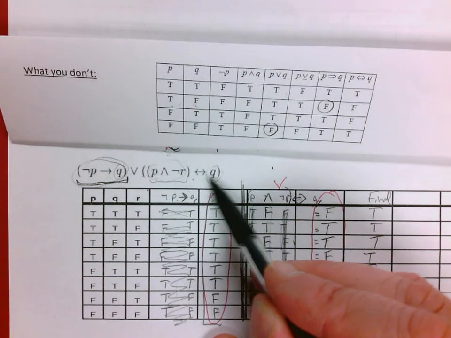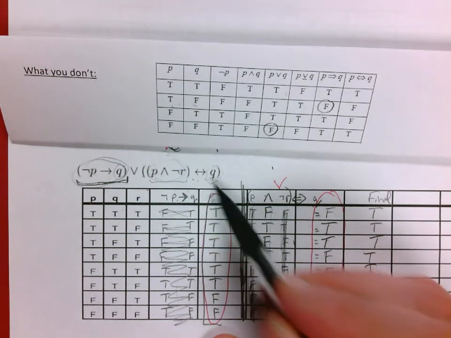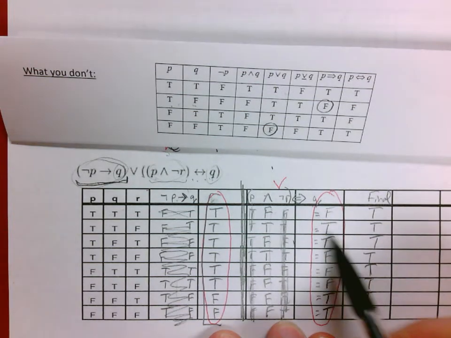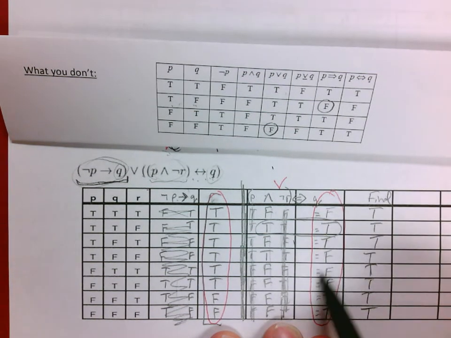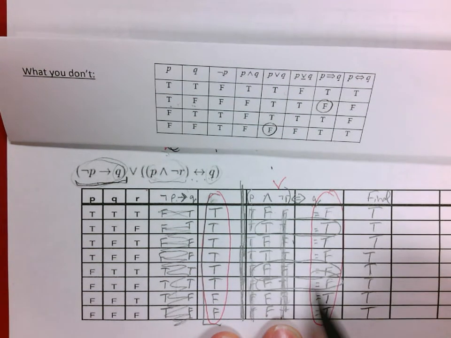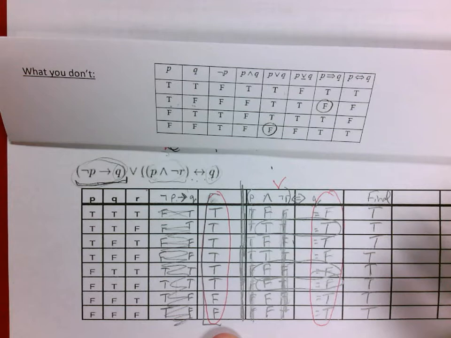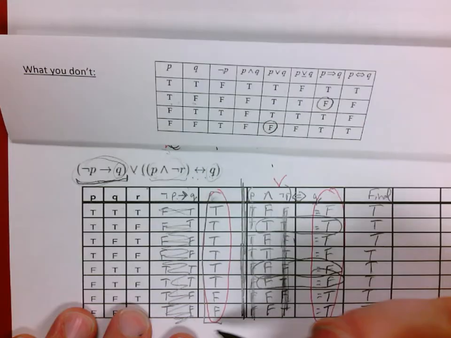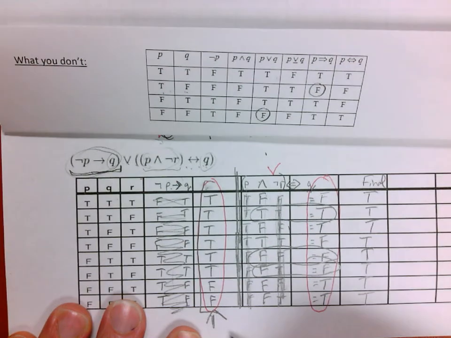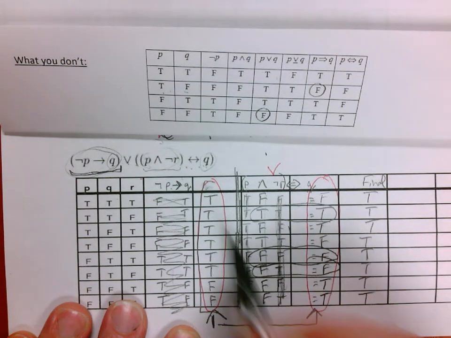So I put the Q over here, and then anytime they're both true or both false, they're true. So the final comparison is really between this column and what I got here using OR. So this ends up being a tautology.